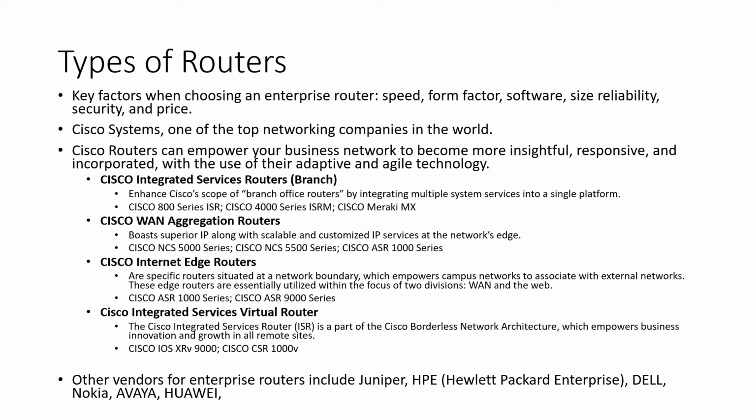So you can see you have routers for different specifications, right? If your business is more web based, your WAN is more on the web, so you'll have to go with the Cisco Internet Edge router. If you have workers who are working more from remote sites, you might have to have a virtual router. Other vendors for enterprise routers include Juniper, HPE, Dell, Nokia, Avaya, and Huawei.